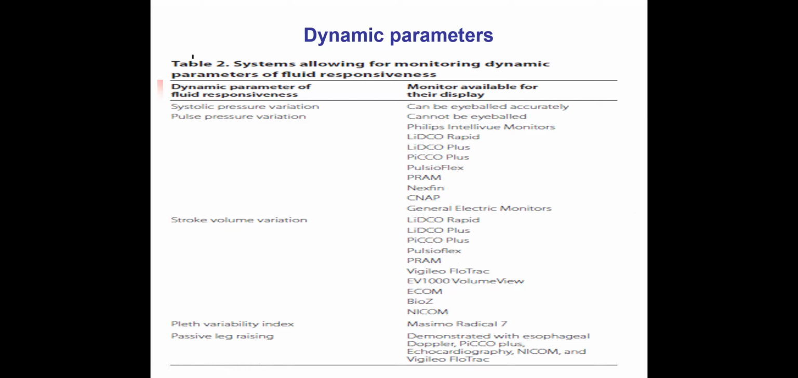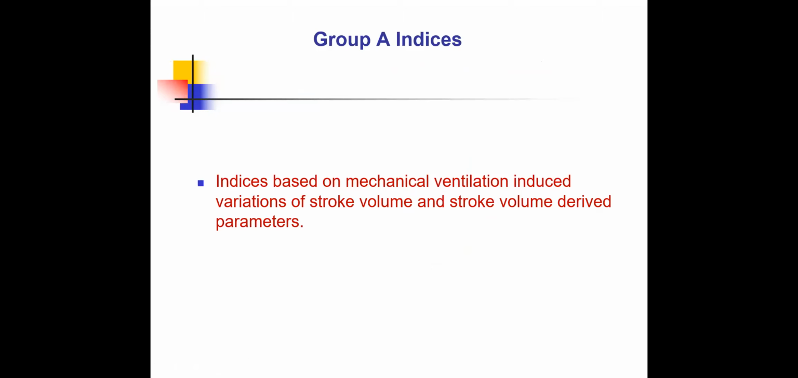And Pleth Variability Index, which can be monitored by Masimo Radical, and passive leg raising, which we will discuss later. It can be demonstrated with esophageal Doppler or PiCCO Plus or Vigileo FloTrac. So coming to these group A indices, which are based on mechanical ventilation induced variations of stroke volume and stroke volume derived parameters.